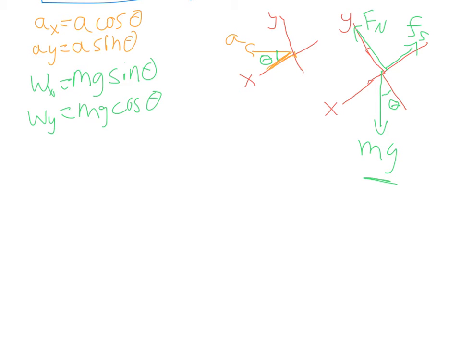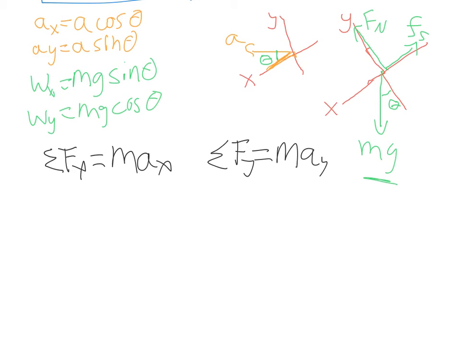Alright, and that's really down, so you could put a negative there if you want. Alright, so now if we want to do some of our forces, we can observe that the sum of the forces in this new x direction, the red x direction, will be equal to m times ax, and the sum of the forces in the y will be equal to m times ay.